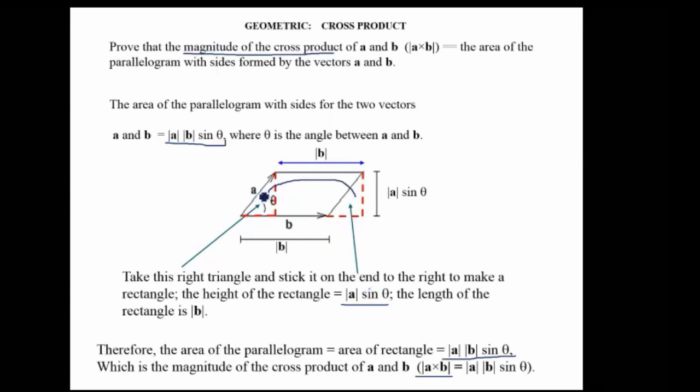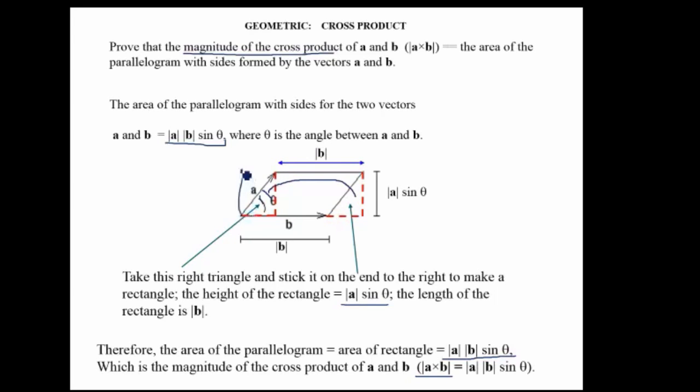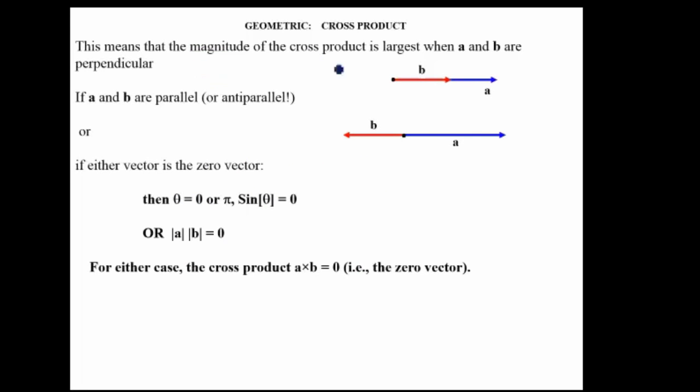If you wanted to relate these two vectors to this concept of a parallelogram, you can see that if you make the angle small, the area will get smaller and smaller, going to 0. If you widen this, the maximum area of that parallelogram will be when you have a right angle here. This means that the magnitude of the cross product is largest when these two vectors are perpendicular.